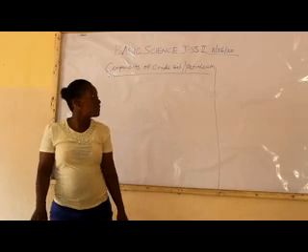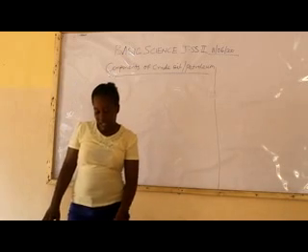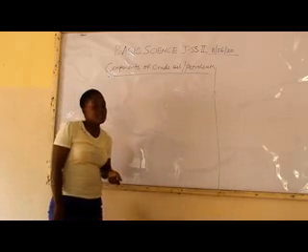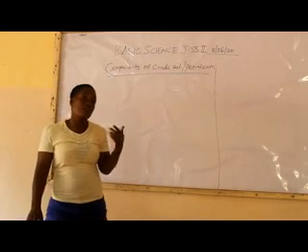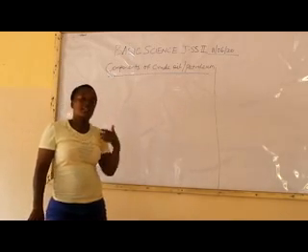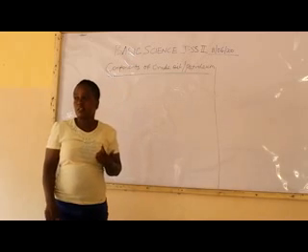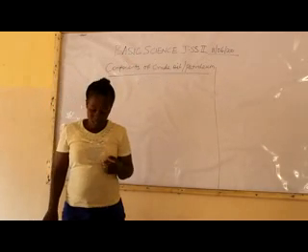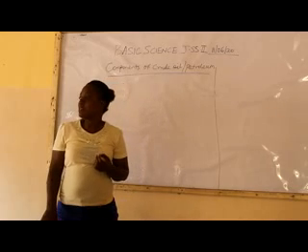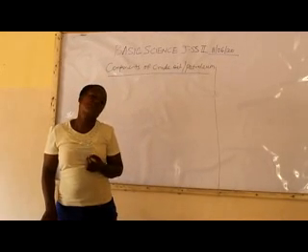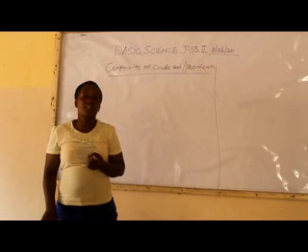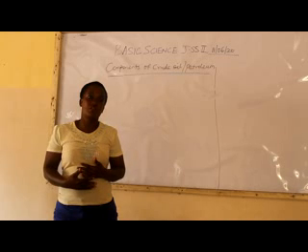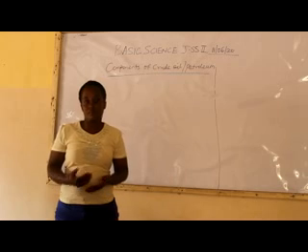Last week, we discussed a topic on basic science, components of crude oil. We started by telling you what crude oil is. That crude oil comes from two Latin words, which means the word comes from petroleum. I told you that petra means rock, oleum means oil. When the two Latin words are joined together, they give us petroleum, which means rock oil.